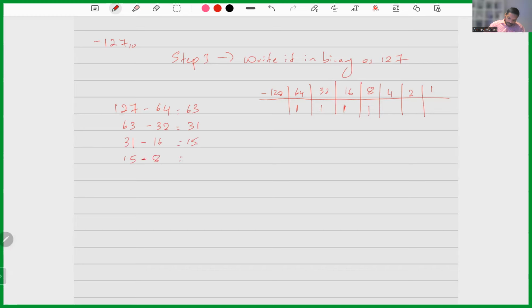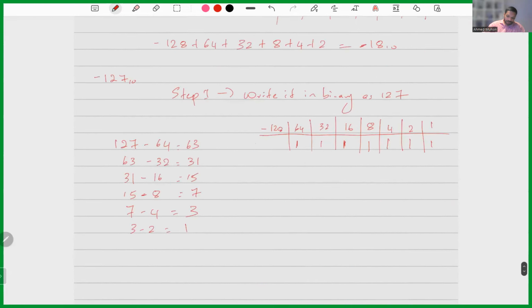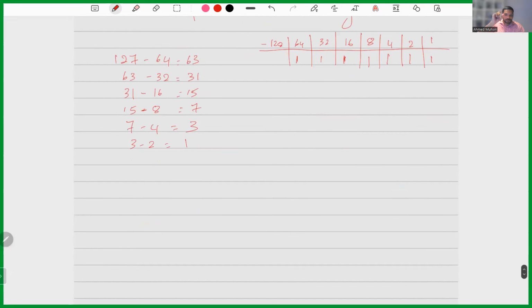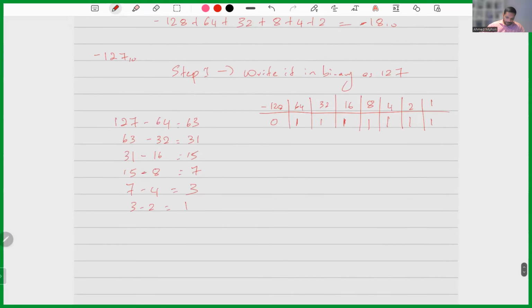15 minus 8 is equal to 7. Okay, 7 is closest to 4. We put a 1 over here. 7 minus 4 is equal to 3. 3 is closest to 2. We put a 1 over here. 3 minus 2 is equal to 1. So we put a 1 over here. Okay, so remember the empty spaces, we put 0. We only have one empty space, so we put a 0 over here.